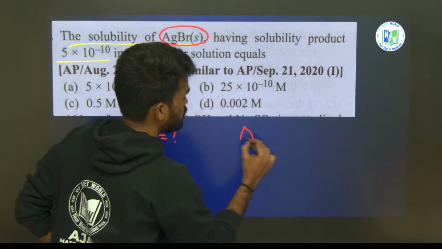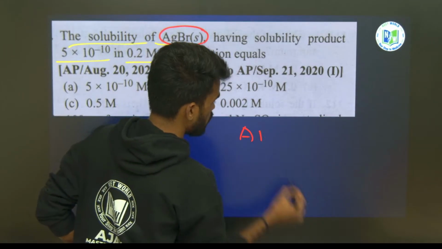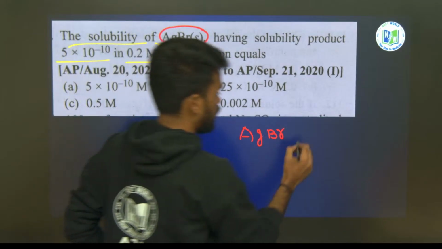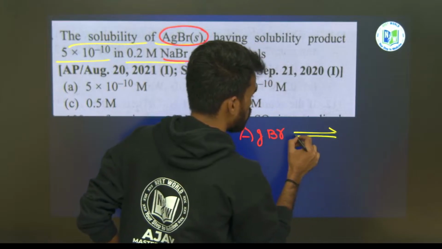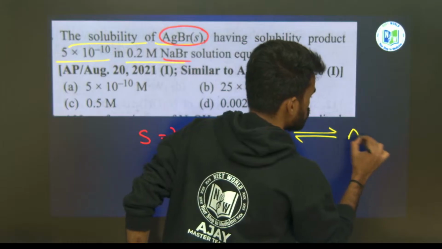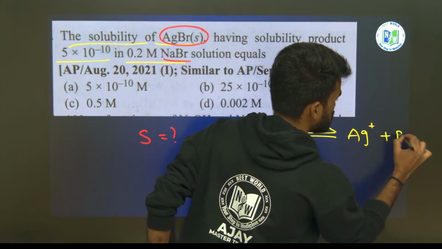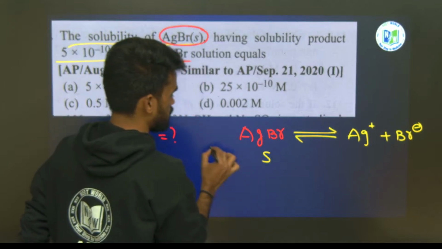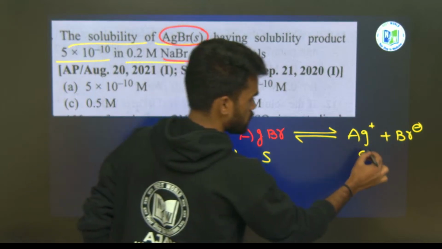So AgBr is a sparingly soluble salt. It will dissolve in water like this. It is a weak electrolyte, or I can say slightly soluble, sparingly soluble, so it will dissociate like this first to some extent. Initially, at time 0, only this is present, there is no solubility.